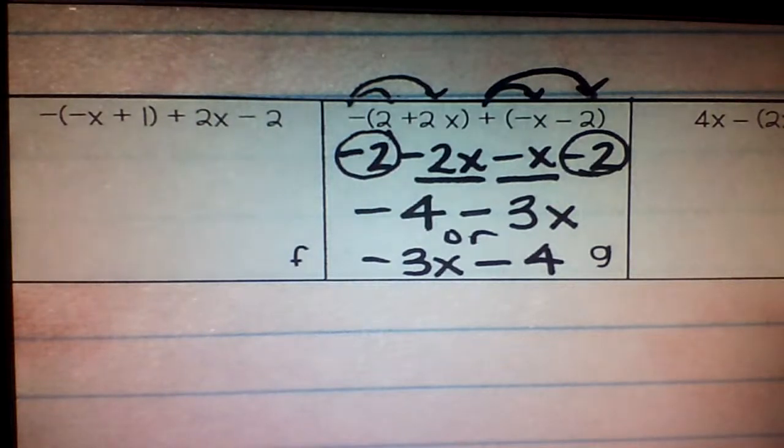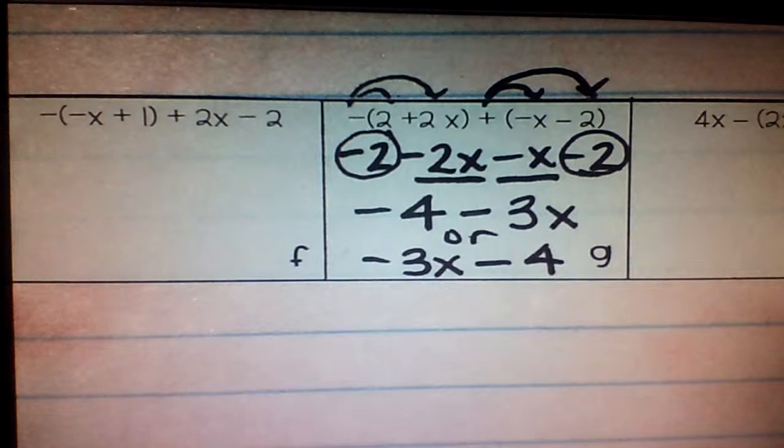More often than not, you're going to see it as the second instead of the first one, because they're going to put it in what we call decreasing order by exponents. Okay? So they want your x first, then they want your number. So more likely you're going to see this second one rather than the first.